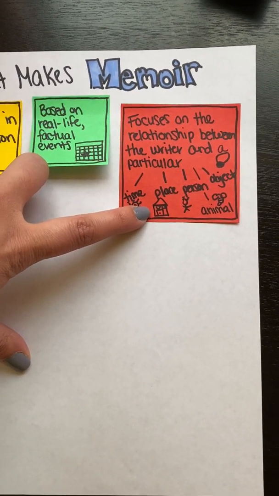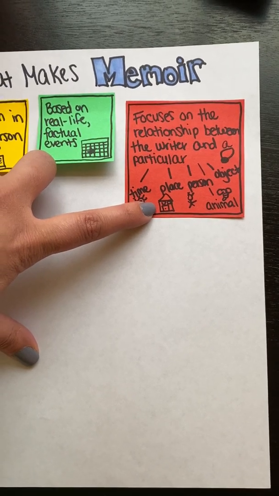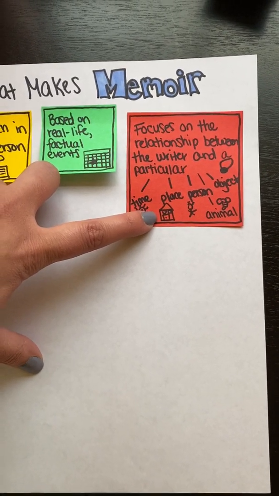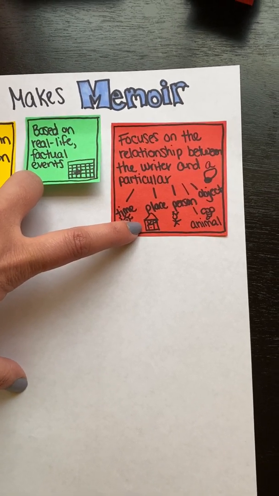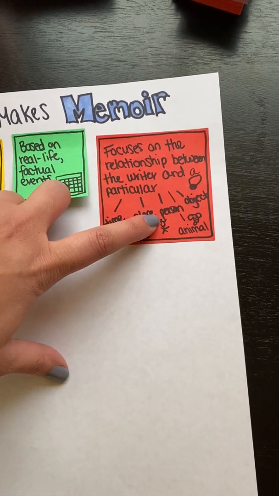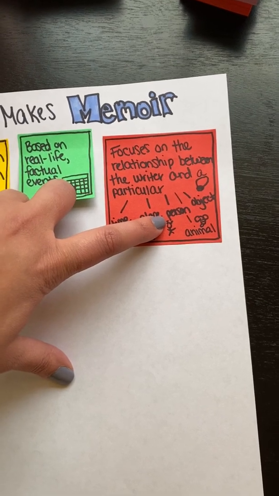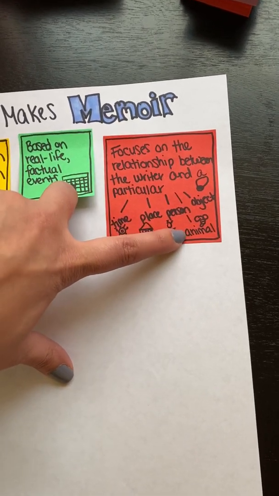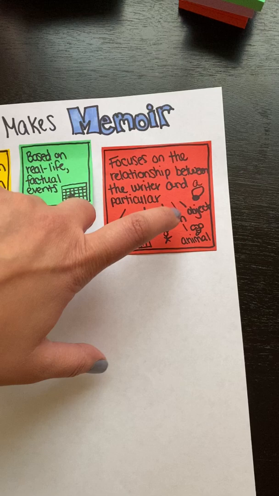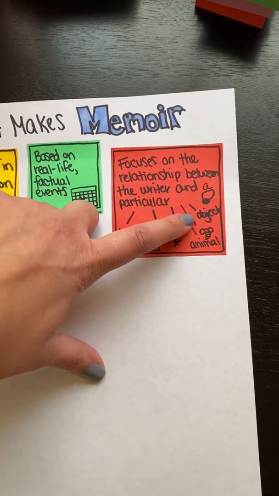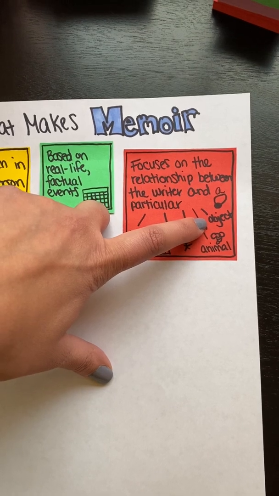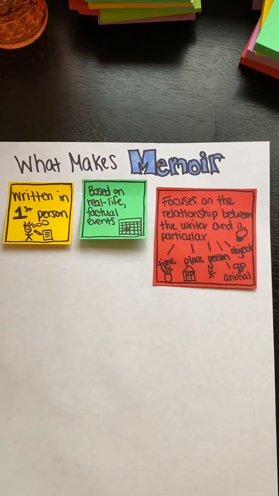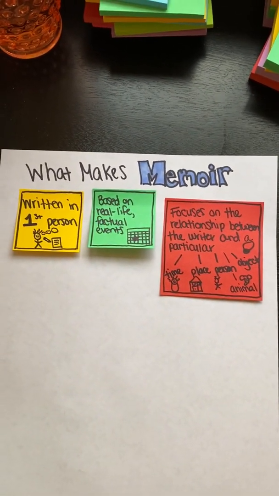Maybe they want to zoom in on a time in their life where they lived in a certain place or they visited a certain place that was really special to them. They might also focus on a person that's really special to them, or even maybe an animal that's really special to them. Or they might even focus on an object that's really special to them too, their relationship between themselves and a particular object.